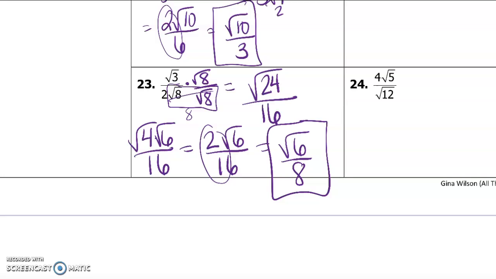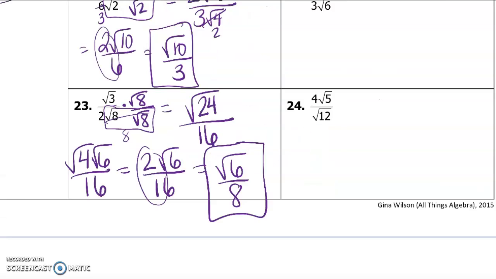So now that you've seen the odd ones, see if you can go back and try the even ones and check your answers.